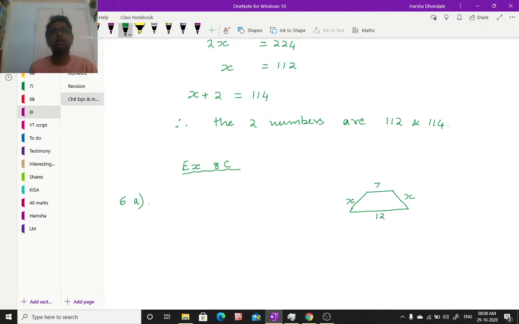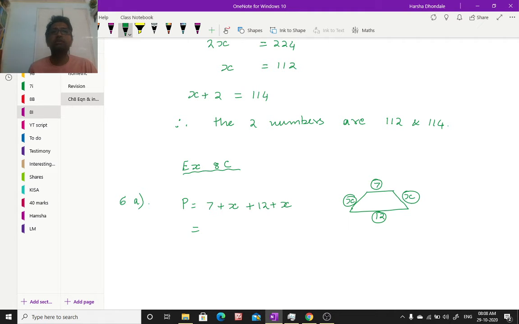So first you need to write the expression for the perimeter. Perimeter equals, add all the sides. I'll start with 7 plus x plus 12 plus x. So 7 plus x plus 12 plus x. I'm adding all of them.